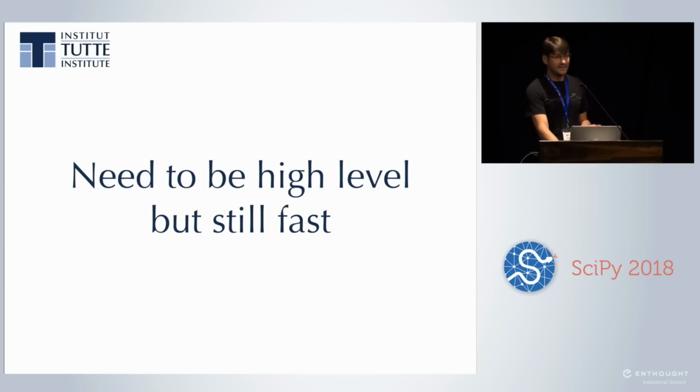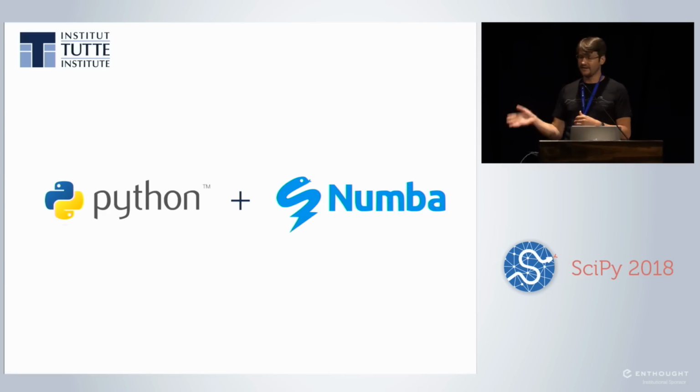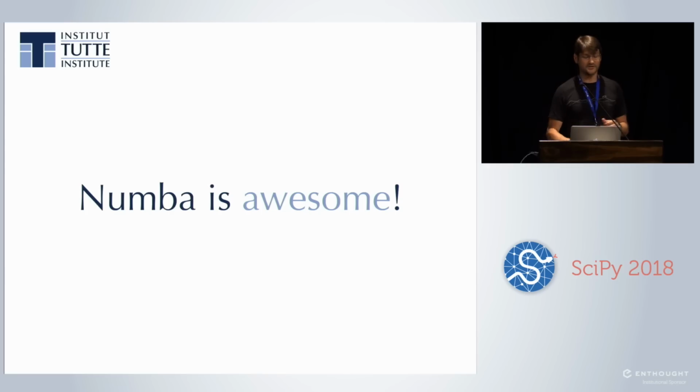All right, so it needs to be high level but still fast. How do I solve that problem? I'm a mathematician, not a programmer, so I'm not going to write something in C++ that gets all hairy. I will write it in Python, and then I'm going to make use of Numba, which is a just-in-time compiler for Python down to LLVM to get the numeric side of it to go really, really fast. Just as an aside, Numba is awesome, and if you're not using it, you should be.